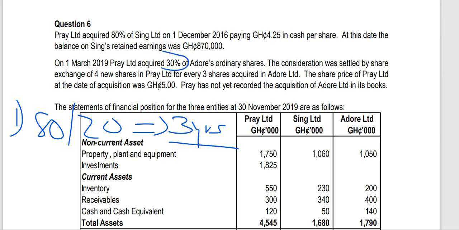Now, on 1st March 2019, Pray Limited acquired 30%. Now you see 30%, you don't need to be told. It is an associate. The consideration was settled by a share exchange of 4 new shares in Pray for every 3 in Adore. So the share price of Pray at the date of acquisition is 5, and Pray has not yet recorded. So from this information, it means this first one has been recorded, but this second one on the associate has not been recorded. So you pay attention to that and we work on it.